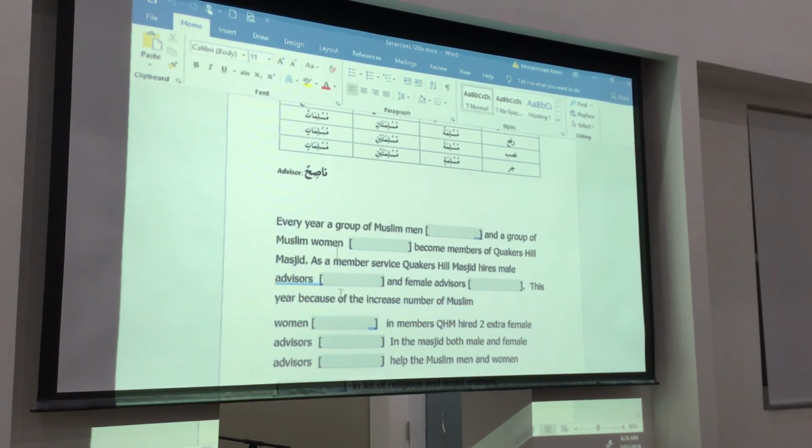In here, of course we know that it will be nasihun, I mean the male chart, but which word is it? Is it nasihuna, or is it nasihina? Who's doing the job in this sentence? In the masjid, both male and female advisors help the Muslims. So they are the rafa. So nasihuna. They will be nasihuna. Okay? I think that's the end of it.